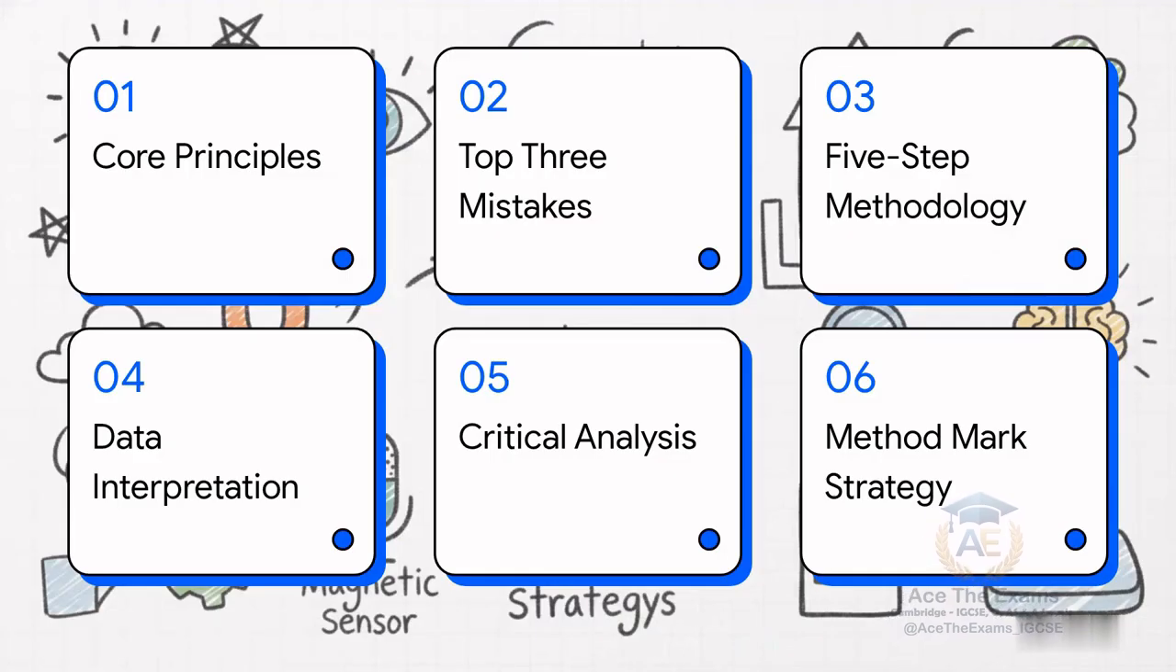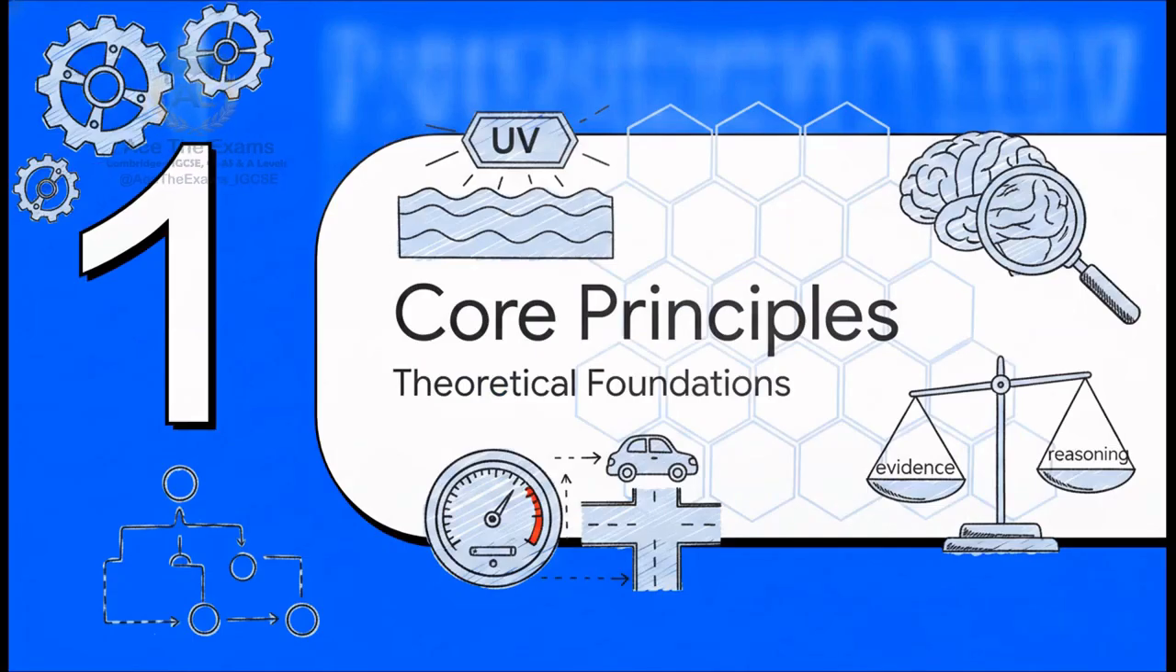Here is our clear, step-by-step roadmap for today's session. Consider this an insider's guide straight from the principal examiner reports. We're going to cover the core principles, the top 3 mistakes to avoid, a foolproof 5-step methodology, data interpretation, critical analysis, and finally, my absolute favorite, the method mark strategy. Let's move right into Section 1, Core Principles.